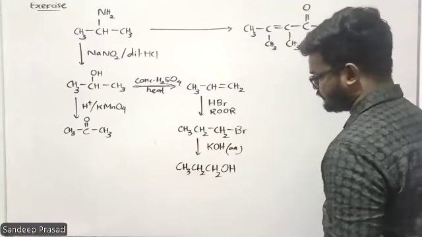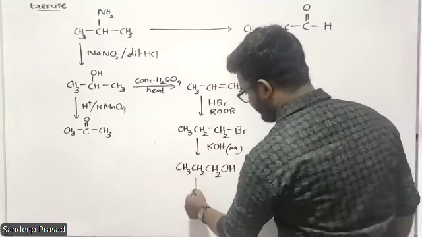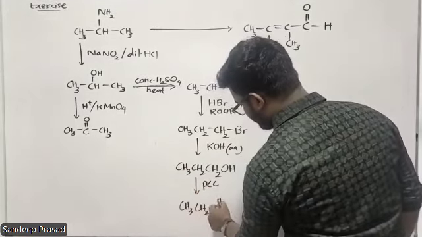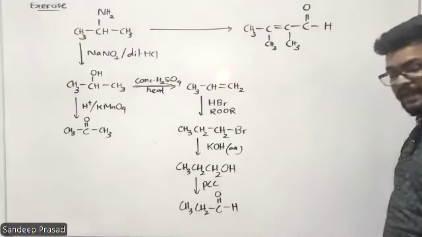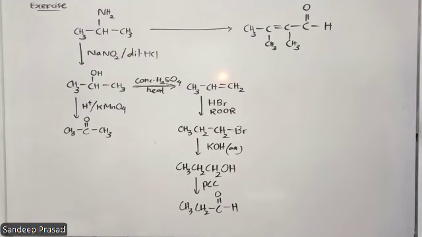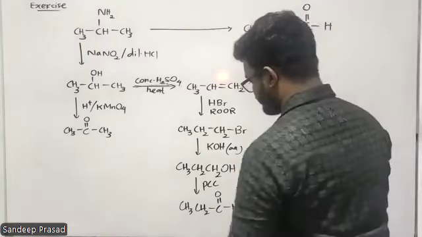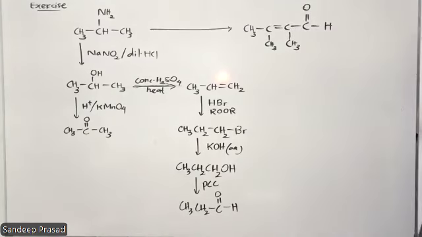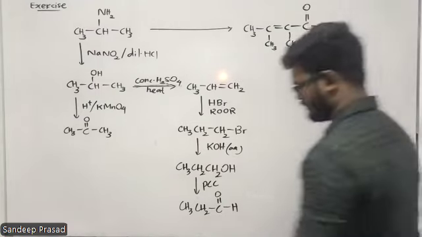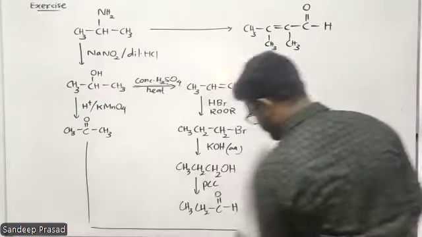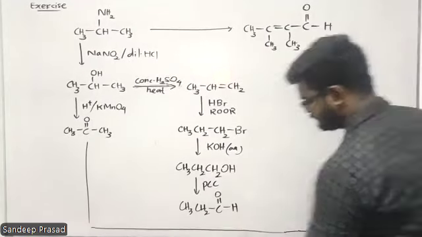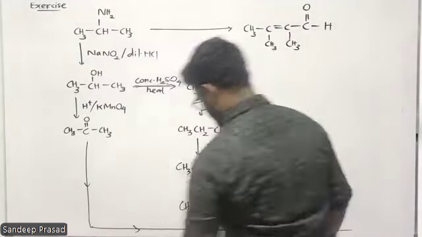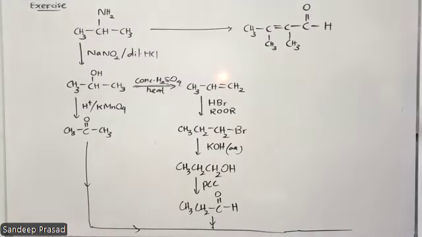Okay, aqueous KOH. For this, I can add PCC. Then I have CH3, CH2, C double bond H. Propanal, right? Then now we can consider the reaction between acetone and propanal.